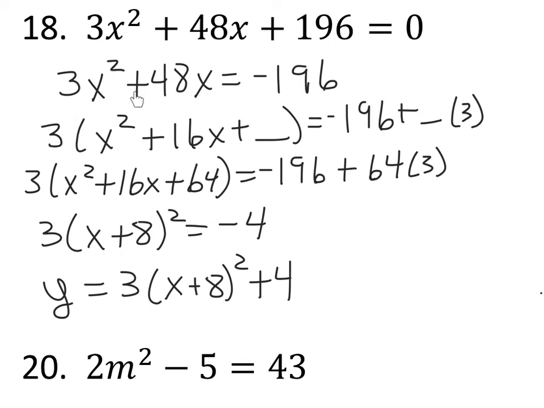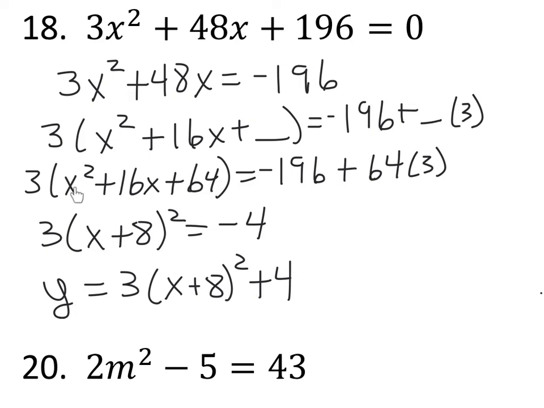We have isolated this 3x squared plus 48x by moving the 196 to the other side of the equal sign. Now I'm going to expand this out. I'm going to factor out the 3. I get x squared plus 16x plus a blank equals negative 196 plus the same blank times 3. Now I'm going to complete the square here. Half of 16 is 8. 8 squared is 64. So I'm adding 64 to each one of the blanks.